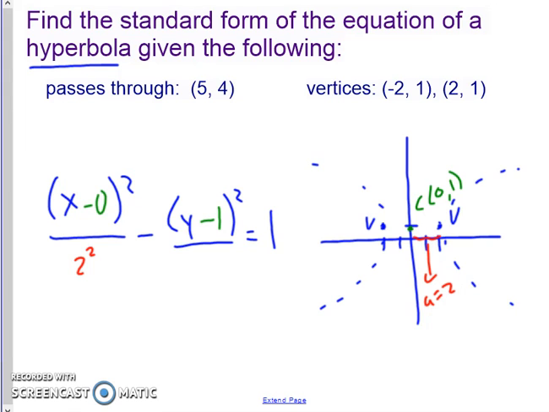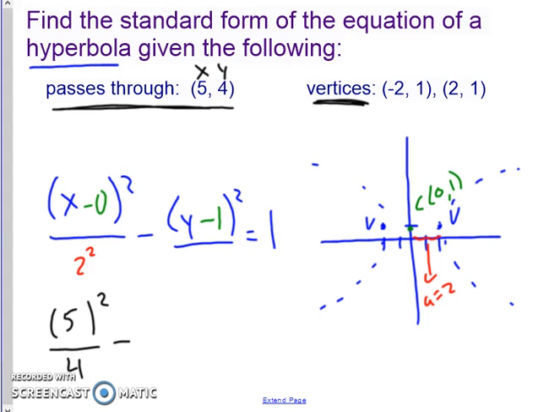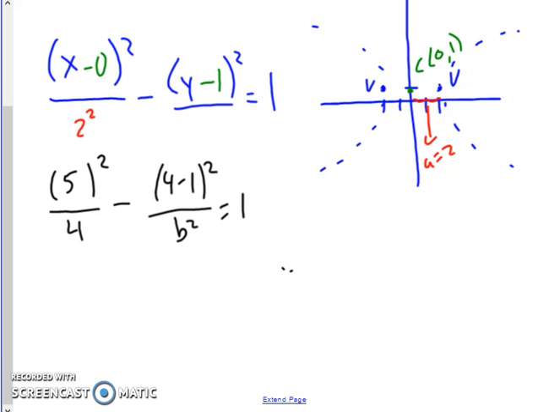And then in the next case, we need to find b squared. B squared is going to go under our y value, but what will give us our b squared? If we take a look at our given information, we've used our vertices, but we haven't used the point that is passed through, (5, 4). So let's go ahead and substitute that in for x and y, and that will give us our b squared. So if we substitute in 5 for our x, then we'll substitute in 4 for our y, so 4 minus 1 quantity squared, and that'll be over b squared. We're now going to be able to actually solve this equation.